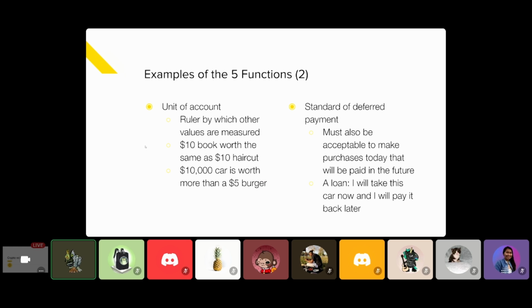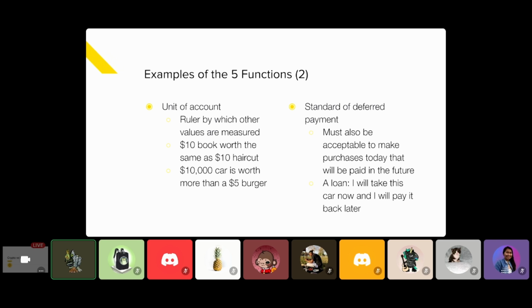Another two examples are the unit of account, which means the amount of money has to be the same throughout an economy. So a $10 book should be worth the same as a $10 haircut, but a $10,000 car is worth more than a $5 burger. Values cannot be lower and higher than each other's. They have to remain equal.